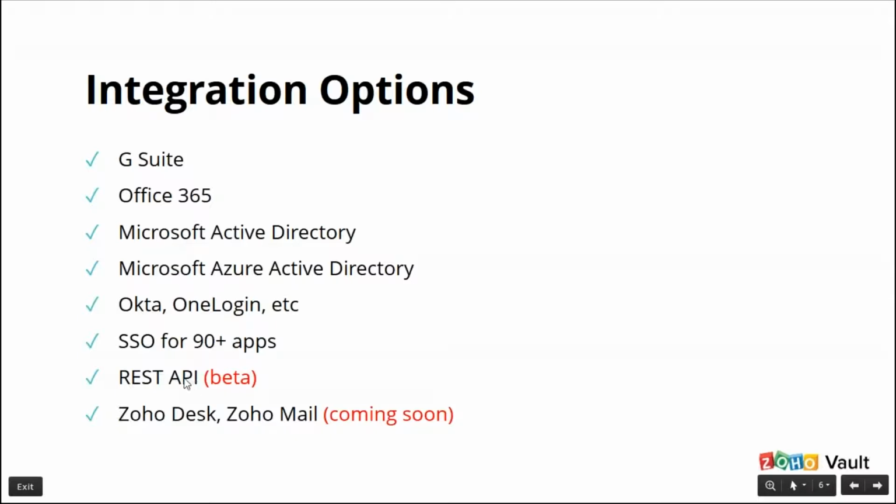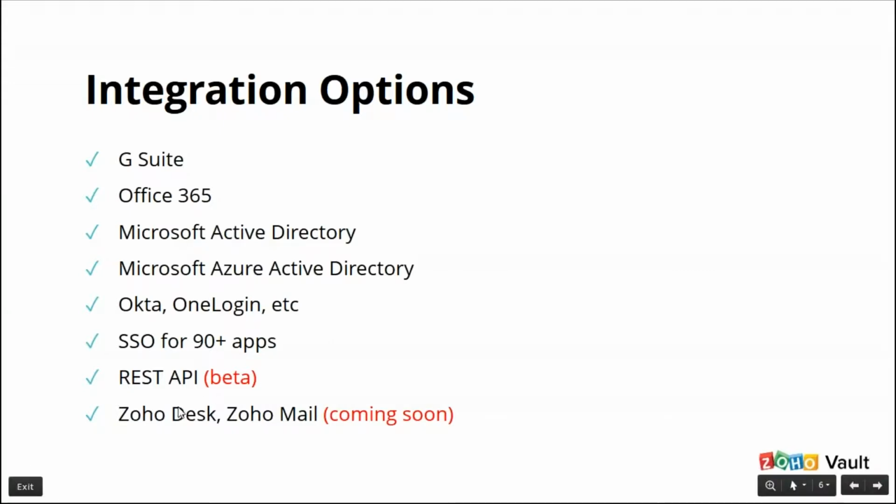We also provide a REST API, which is in beta stage. If you would like to access our APIs, you can drop an email to support@zohovault.com. We will share the API documentation with you.